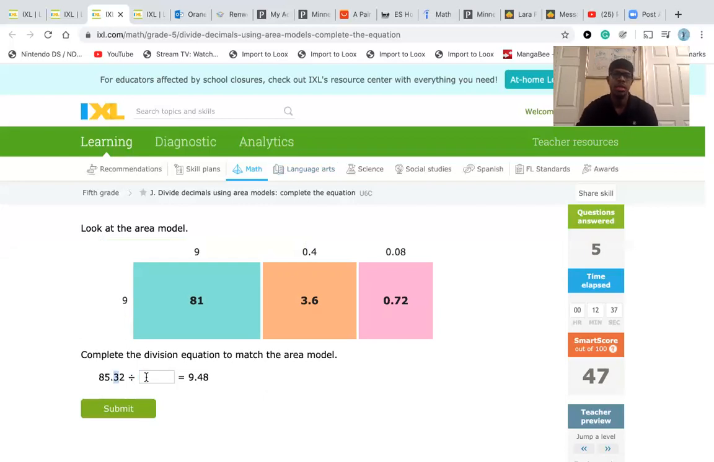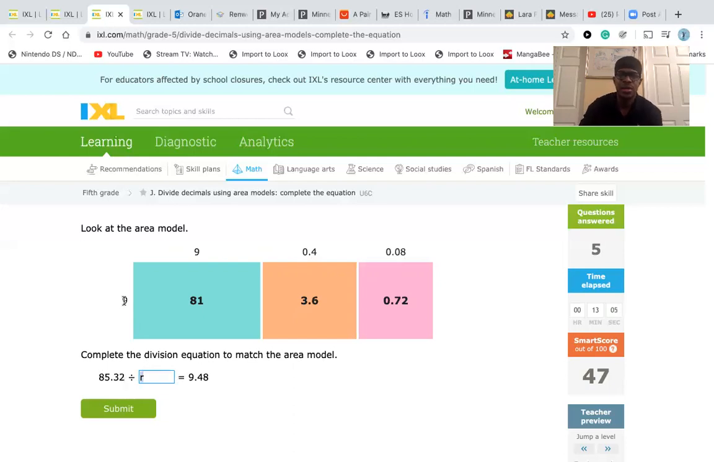So we have 85.32 divided by something, let's do r, is equal to 9.48. So 9.48 multiplied by something is going to equal 85.32. 9.48 multiplied by something is going to give us 85.32. What do you believe this answer should be?